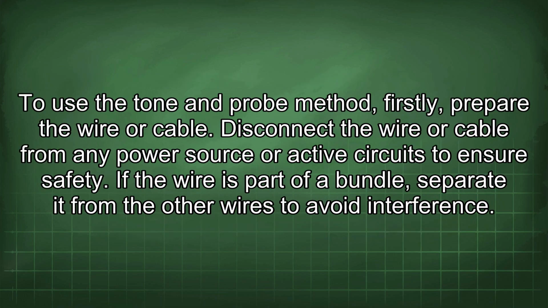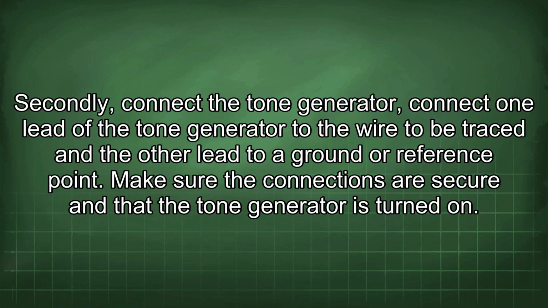To use the tone and probe method, firstly, prepare the wire or cable. Disconnect the wire or cable from any power source or active circuits to ensure safety. If the wire is part of a bundle, separate it from the other wires to avoid interference. Secondly, connect the tone generator. Connect one lead of the tone generator to the wire to be traced and the other lead to a ground or reference point. Make sure the connections are secure and that the tone generator is turned on.